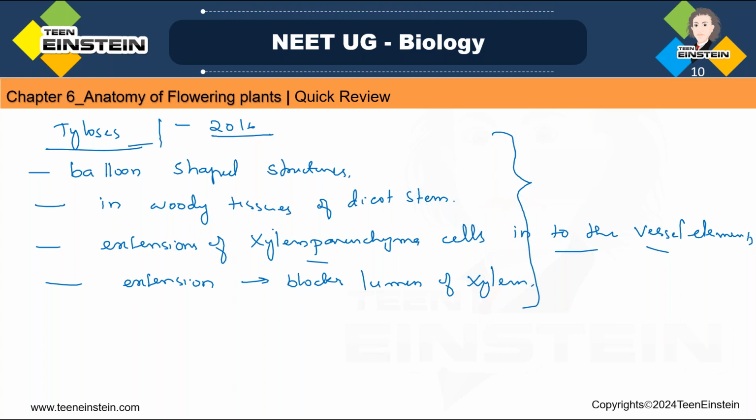From this topic, tylosis are balloon-shaped structures, and they are the woody tissues in dicot stem. And why does it become so woody? Due to the extension of xylem parenchyma cells into the xylem vessel elements. Due to this extension, the lumen of the xylem gets blocked. Clear?